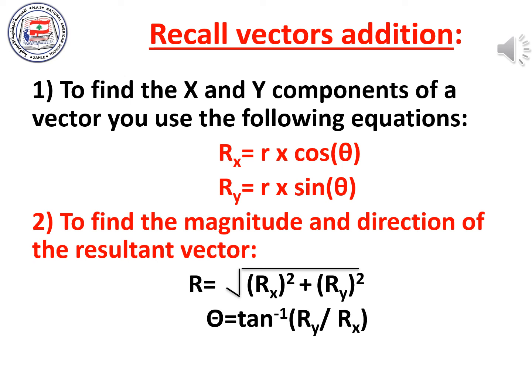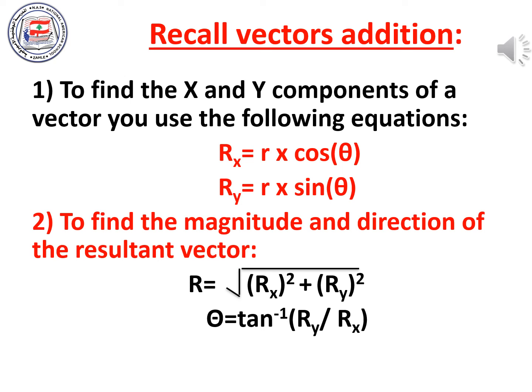In order to find the magnitude and the direction of the resultant vector, which will be the last step, we need to use the following equations. R, which is the magnitude, is equal to the radical of Rx squared plus Ry squared. So in order to find the magnitude of the resultant vector, we use the following equation: radical x component squared plus y component squared. And in order to find the direction, which is the angle of the resultant vector, we use the following equation: theta equals tangent inverse of Ry over Rx. So tangent inverse of the y component over the x component.